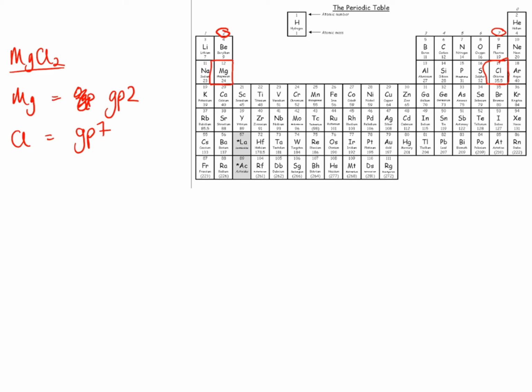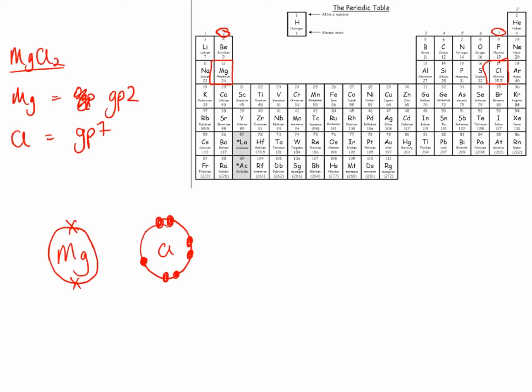The group numbers are important because it is the group number that tells us the outer shell electrons, and that is what determines the bonding. So magnesium is in group 2, which means it has 2 outer shell electrons, and chlorine is in group 7, which means that it has 7 outer shell electrons. Now I'm representing these with dots and crosses. They mean exactly the same thing. A dot and a cross are both electrons, but we're showing them as dots and crosses just so we can see where the electrons are starting and ending up, where they belong and where they go to.